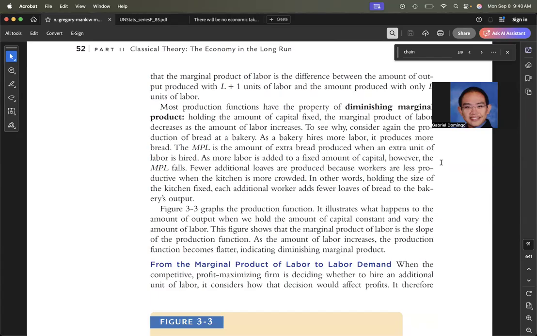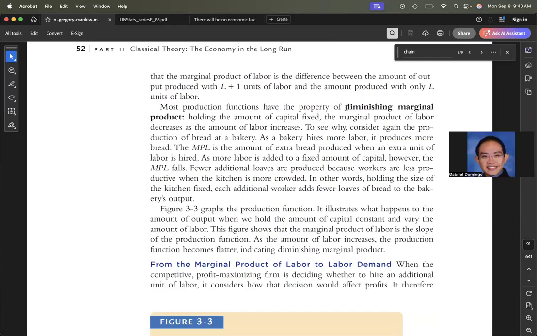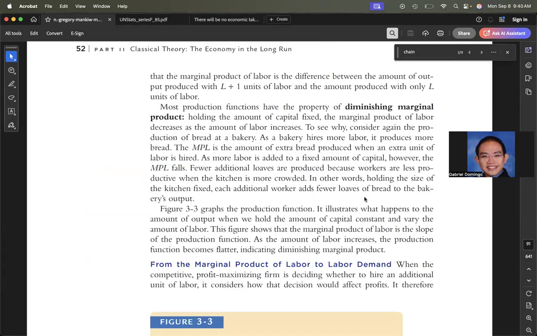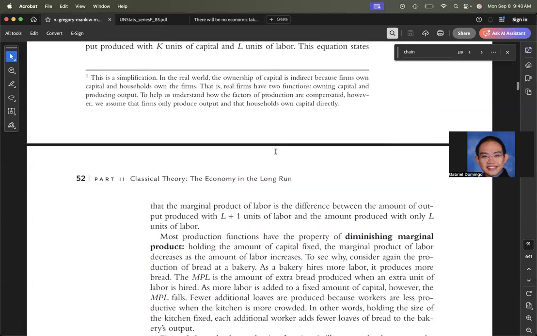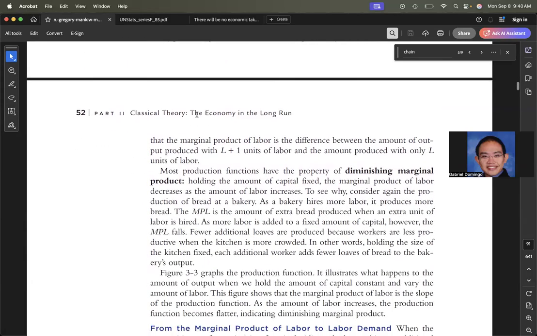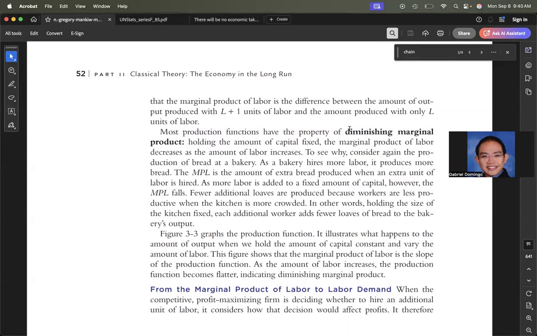Production functions will have this property, which is called diminishing marginal product of capital and labor. So what is that? If you notice here, this is the marginal product, and something that's diminishing means this marginal product is falling. As you're increasing L, your MPL itself will be falling. So that's why it's called diminishing marginal product.